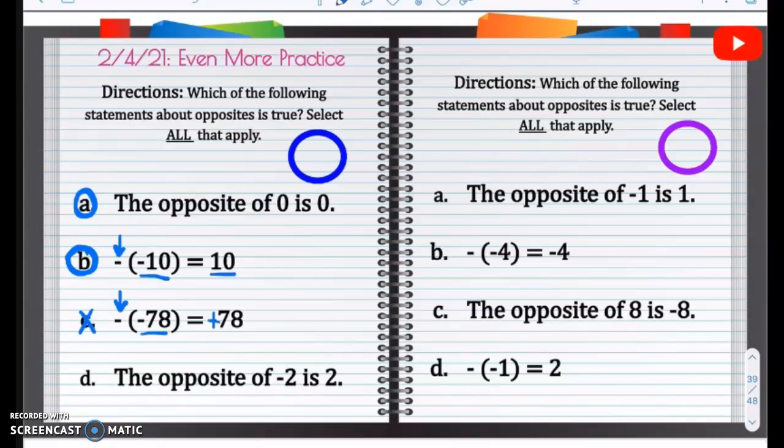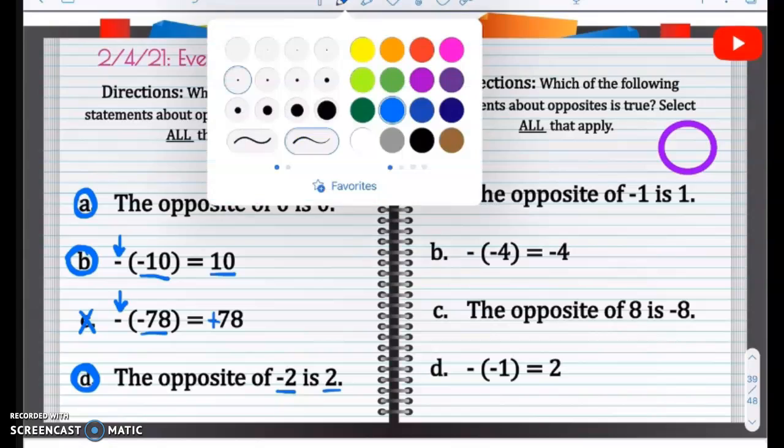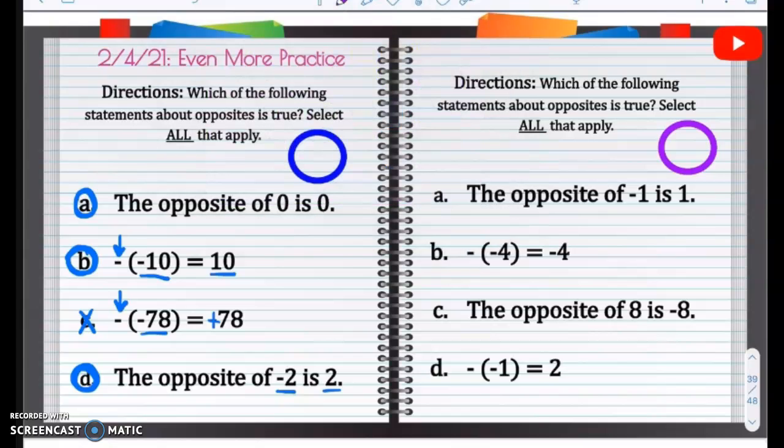The opposite of negative 2 is 2. Yes, it is. Woohoo! All right, let's take a look at this last one. The opposite of negative 1 is 1. Yes, it is. The opposite of negative 4 is positive 4. Oh, this is saying negative 4, so that's wrong.